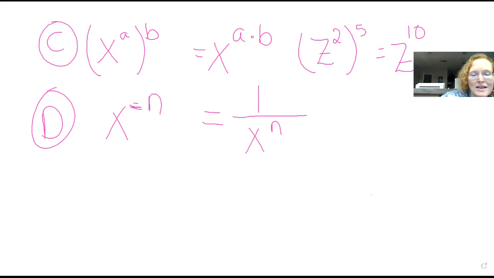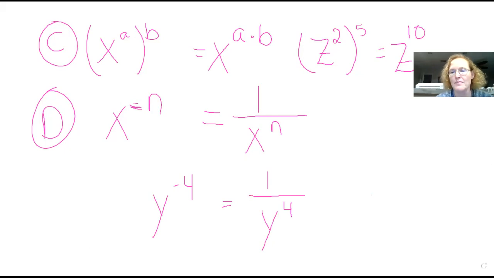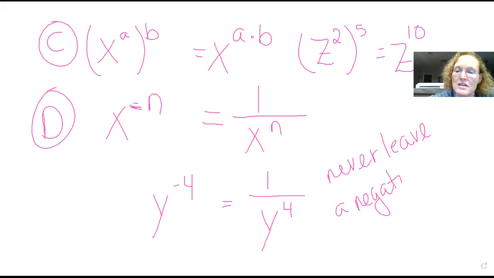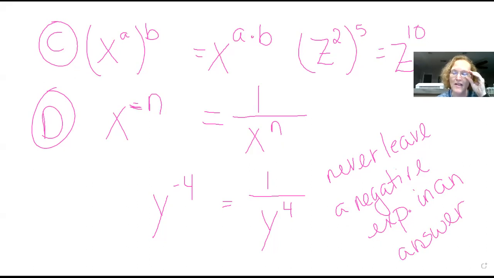Okay. So, to give you an example, let's say I had y to the negative fourth. That would be 1 over y to the positive fourth. And then it's important enough that I'm going to write here, just so that you remember, never leave a negative exponent, so I'm going to abbreviate so I don't run off my screen, in an answer. So you can leave an exponent in an answer, and that is perfectly fine. You just can't leave a negative exponent in an answer. So you would have to put that down in the denominator like we did on that property right there.